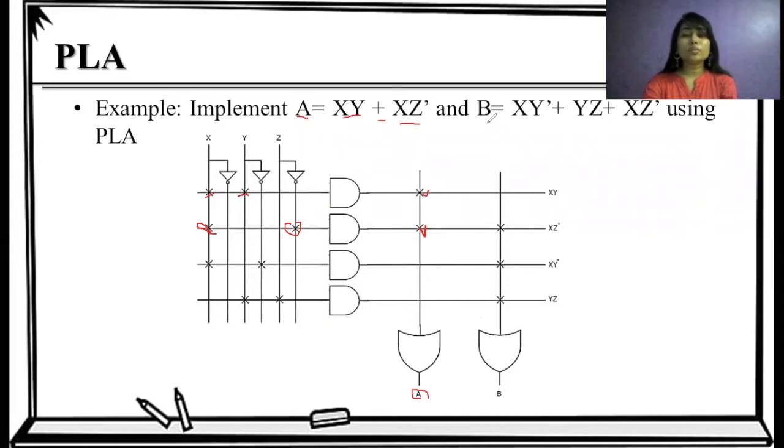Now to implement B, we have a total of 3 terms: x y dash, so here we have x y dash. Then we have y z, so here we have y z. Now this x z dash is already implemented over here, so we can use this term. So we have B as this term, this term and this term. ORing of these terms gives us the logical function B. So here we can use this common term in both of the programmable OR gates. So this is how we can implement logical functions using this PLA.